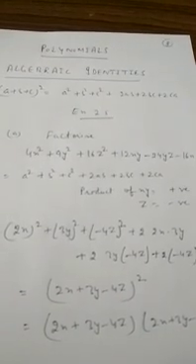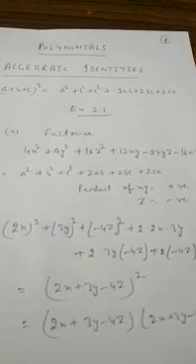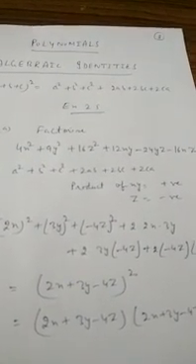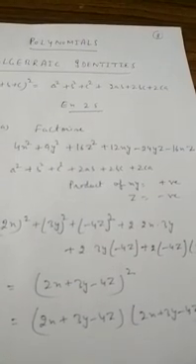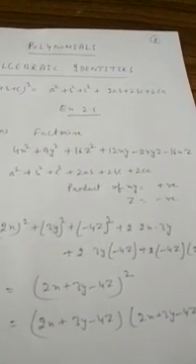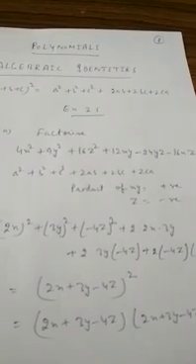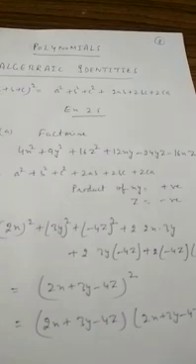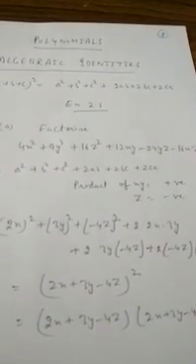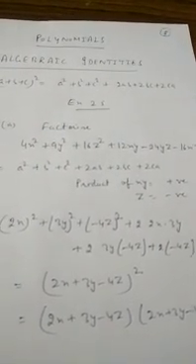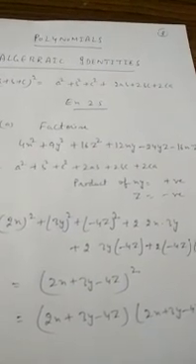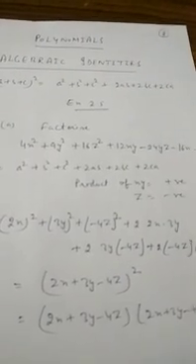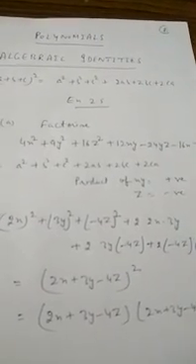In this question, factorize 4x square plus 9y square plus 16z square plus 12xy minus 24yz minus 16xz. In the previous question we did the expansion, and in this question we will do the factorization. So it is the reverse of the previous one. If it is in the form a square plus b square plus c square plus 2ab plus 2bc plus 2ca, it will be equal to (a plus b plus c) whole square.